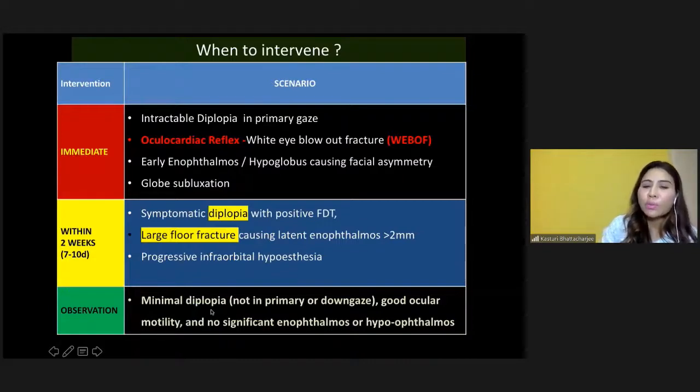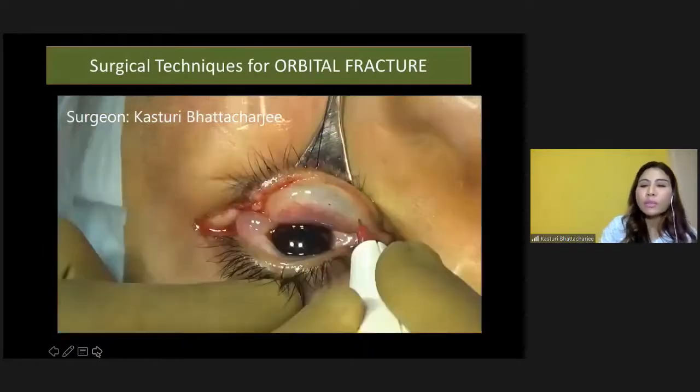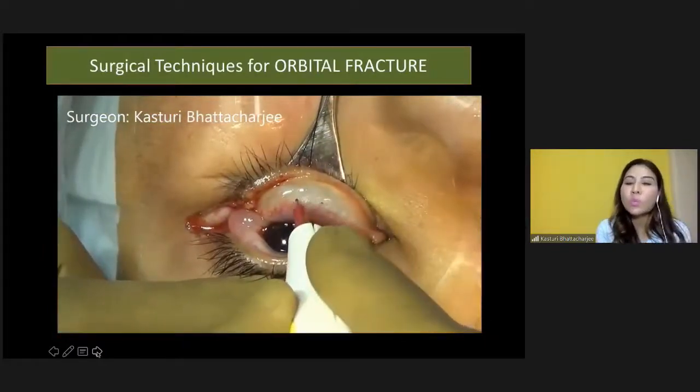However, if the diplopia is very minimal, there's good ocular motility with no significant enophthalmos, I don't think those are the cases you really need to operate. You just need to observe those patients. So here I'm showing a very simple way how we do a fracture repair.